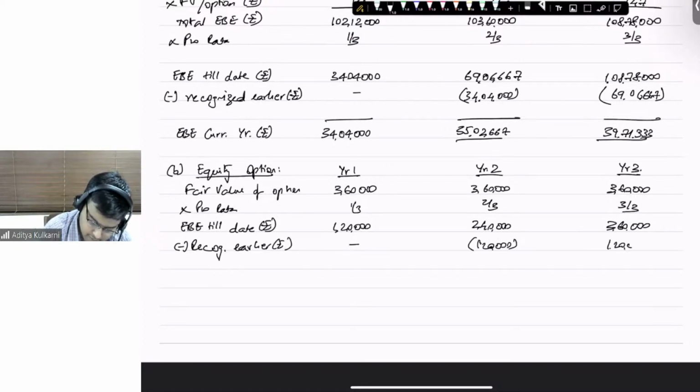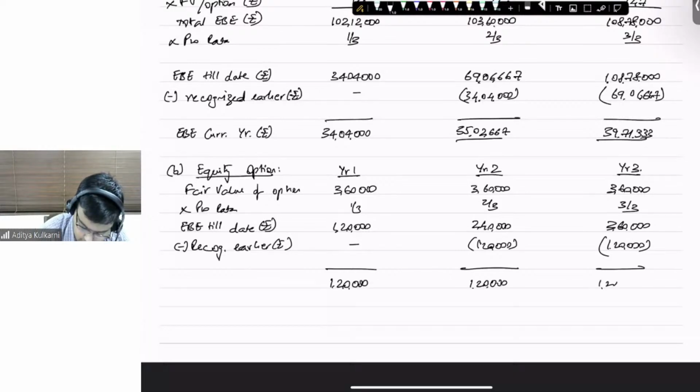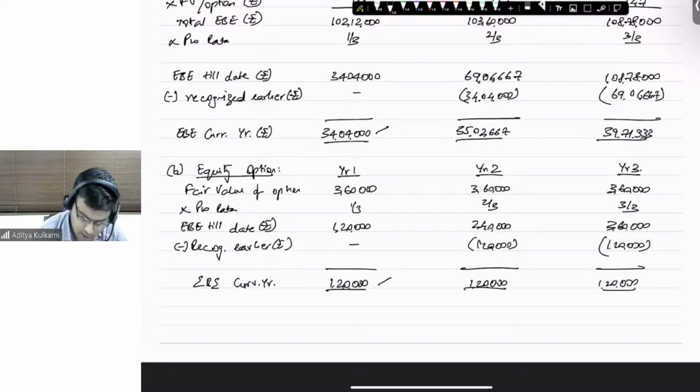120, 120. So this comes to 120, 120, 120. Expense for the current year. Okay. So now the question is, bhai ye to ho gaya mera expense. So every year, what is the expense you will record? 34 lakh 4 plus 120, 35 plus 120, 39,71 plus 1,20,000.